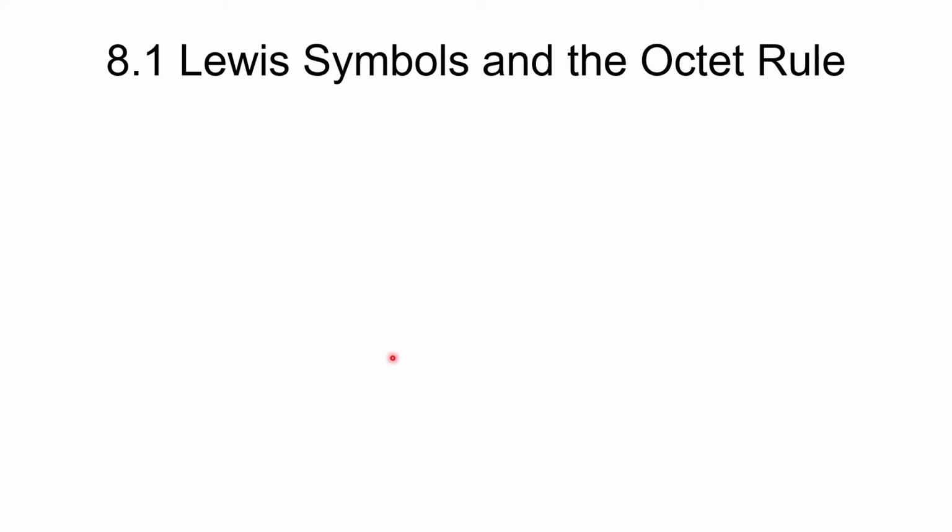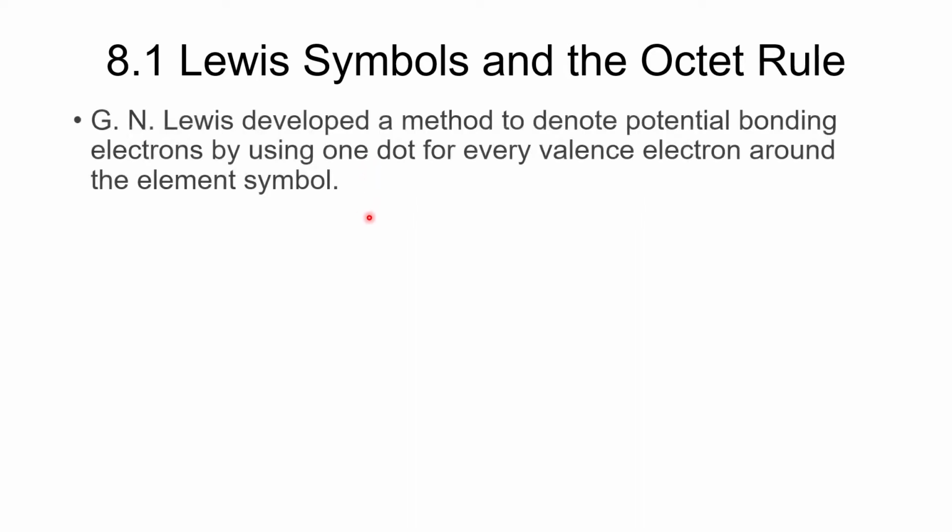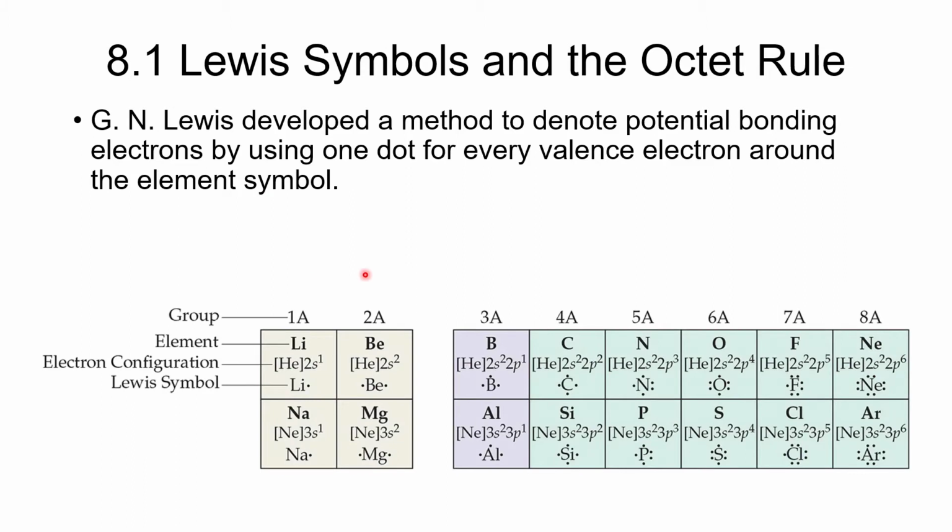So we want to start with Lewis symbols and the octet rule. Lewis symbols were developed by a chemist named G.N. Lewis. It was simply a method to denote the potential bonding electrons by using one dot for every valence electron around the element symbol. All right, and so here are some Lewis symbols for period 2 and 3.